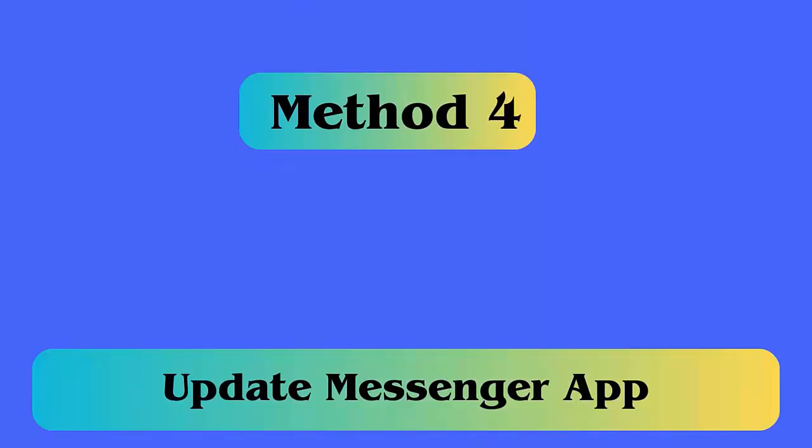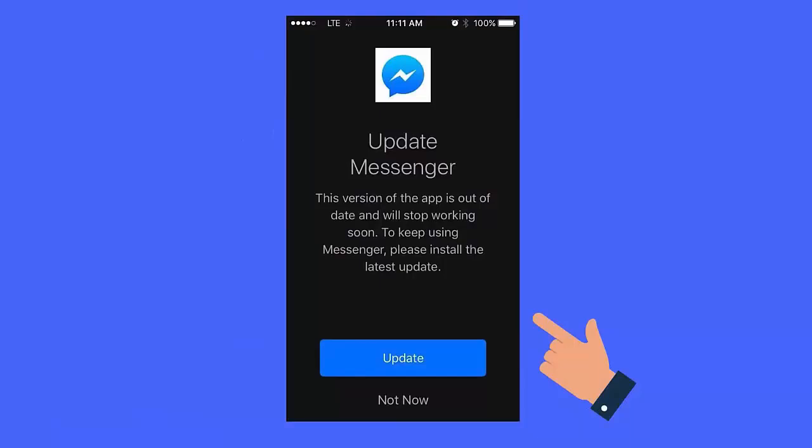Method 4, update Messenger application. Here are the steps: launch Google Play Store app on your Android. Then, search for the Messenger. Here, check for the latest version of the Messenger app on the Play Store. Finally, click on Update option.